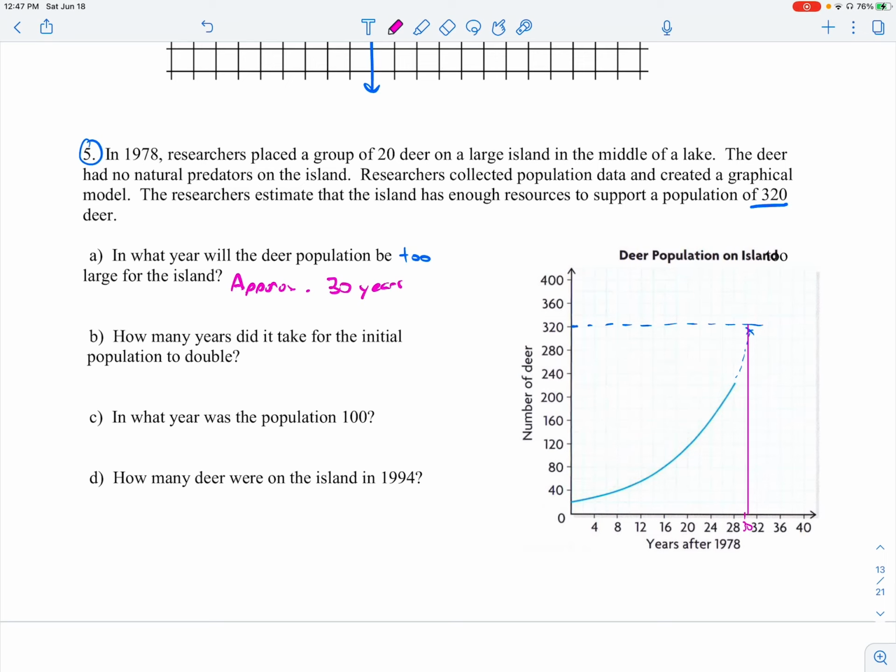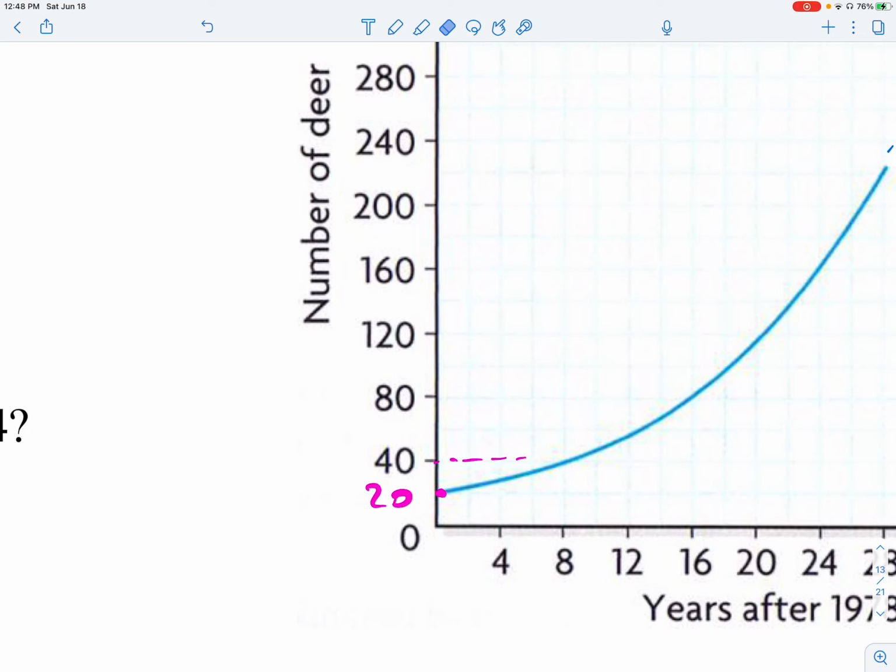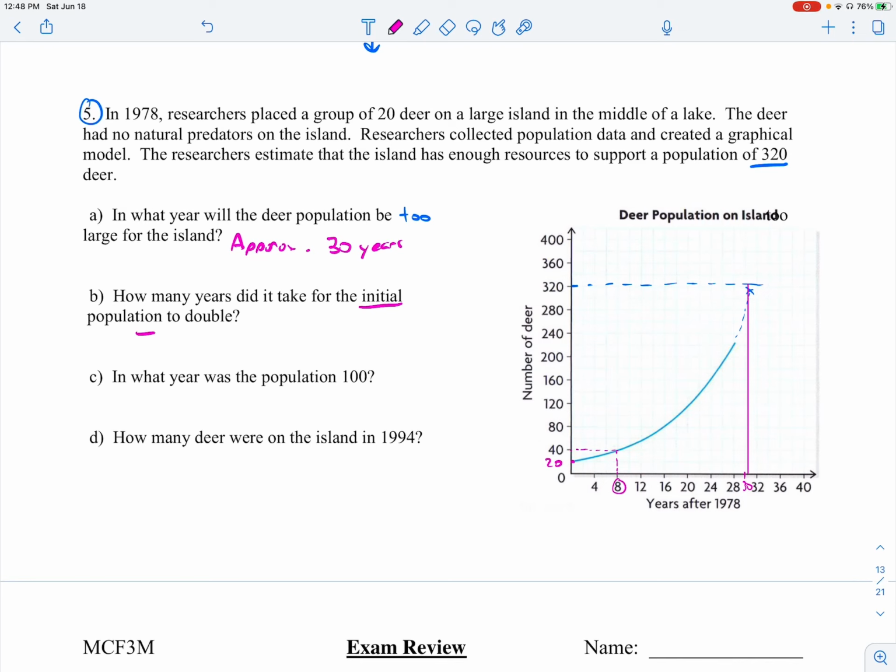How many years did it take for the initial population to double? Okay, so that's part B. How long did it take for the initial population to double? So the initial population would be the value right here, which looks like it's 20. How long does it take to reach 40? Let's zoom in a bit more. We'll get a better value at that. So, okay, it looks like it happens at 8 years. So it takes 8 years to double.